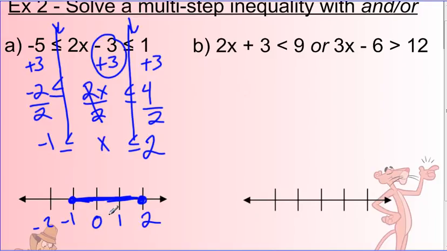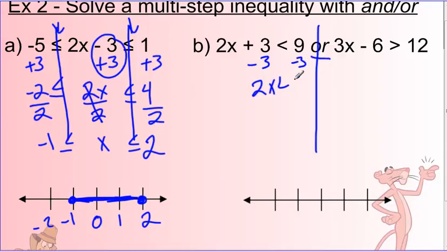Letter B. Now you'll notice here this problem looks a lot longer. That's because it has this "or", which completely separates this problem into two very different problems. And you solve each problem independently. You solve the problem on the left completely by itself. You solve the problem on the right completely by itself. But then you graph both answers on the same number line. So let's just solve this letter B over here. So we're going to subtract 3 on both sides.